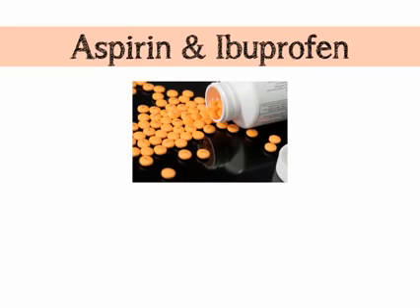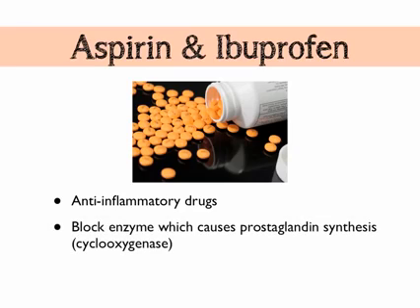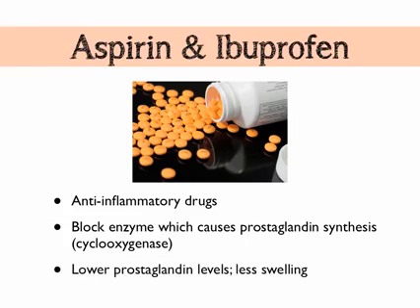So aspirin and ibuprofen, these are common anti-inflammatory drugs, and they help to reduce the amount of prostaglandins in our body. The way they do this is they block that enzyme, which I showed you a couple of slides ago, cyclooxygenase, which promotes prostaglandin synthesis. So with less activity of cyclooxygenase, there comes less prostaglandin synthesis, which therefore means we have less prostaglandins kicking around, and therefore less swelling. Et voila, anti-inflammatory drugs.